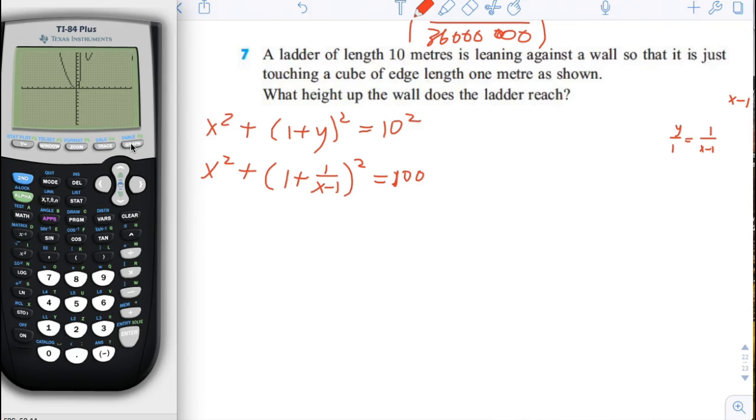Now, that's a pretty weird looking function, isn't it? We're more interested in where it crosses 100, which is way up here. So let's do window, and we'll make the y max equal 100, and then we'll graph again. There's our 100. And so we're going to get two intersections right around there.